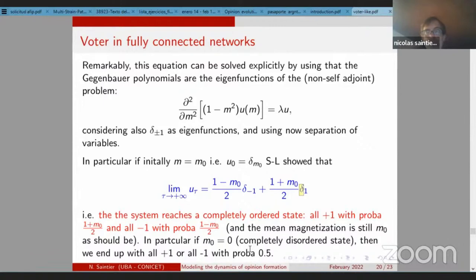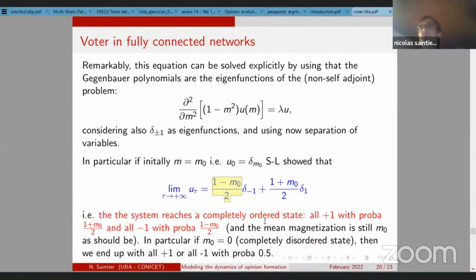So at the end, they get that the distribution of the magnetization as time goes by converges weakly. We'll go back to that: what do we mean by convergence of probability measures? This distribution converges to the sum of these two Dirac masses, one at plus one, one at minus one, with these coefficients. What does that mean? M0 here is the initial mean value of the magnetization.